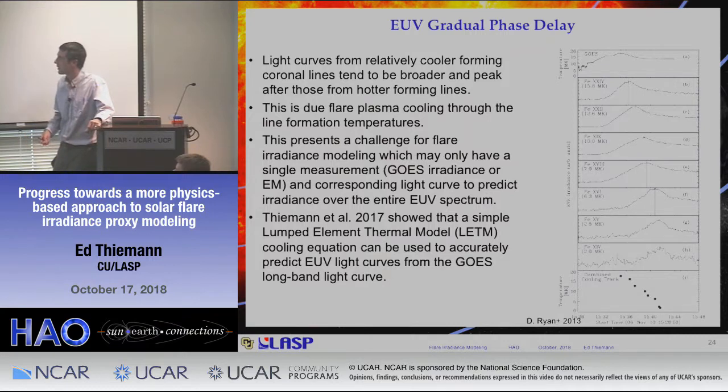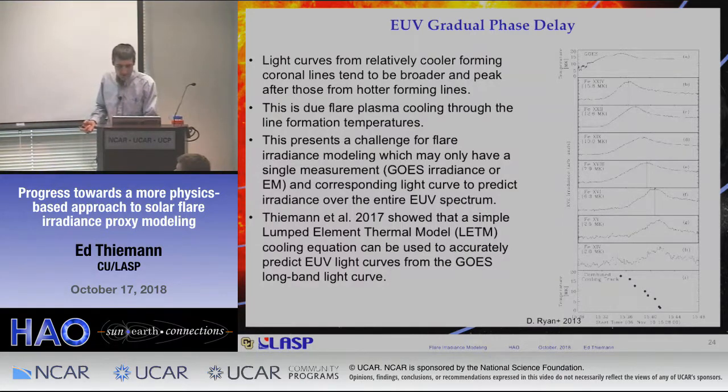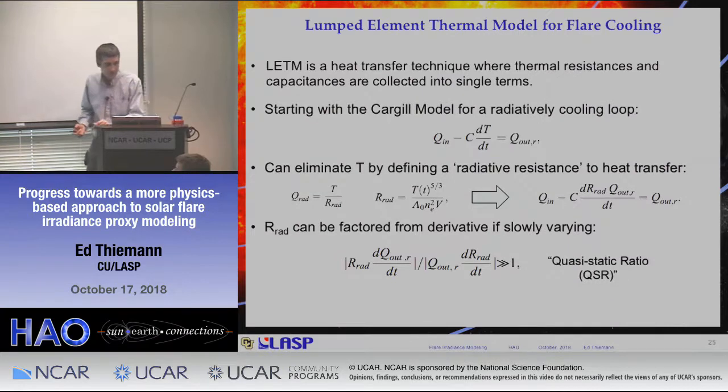This presents a challenge for flare irradiance modeling, which may only have a single measurement, and so if we're just using the GOES XRS to predict all of these light curves, we need to somehow have a time-dependent function that modifies it accurately. We showed in a 2017 paper that a simple lumped element thermal model can be used to accurately predict EUV light curves from the GOES broadband light curve. And so because lumped element thermal model is a lot to say, we call it LETM for short.